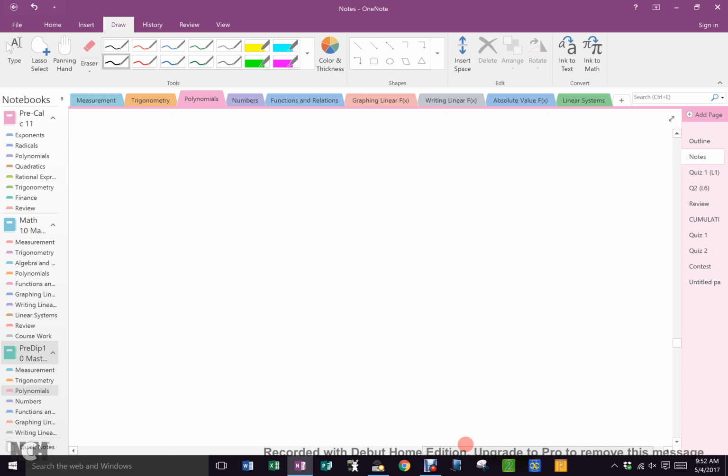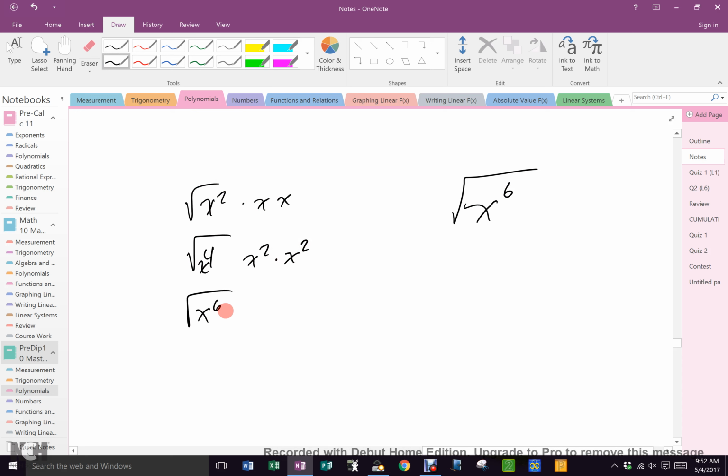What's the square root of x to the 6th? I'll remind you again. X squared, x times x. X fourth, x squared times x squared. So what would x to the 6th be? X cubed times x cubed. 3 plus 3 is 6.